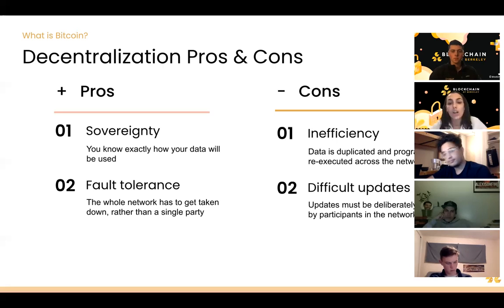And the second con is that it's difficult to update because every single person, again, needs to update it in order for the update to go through for the entire network. So updates must be deliberately adopted by participants in the network. So instead of Facebook just pushing that update onto all of its users, each of its users would have to agree to that update in order for it to be adopted.